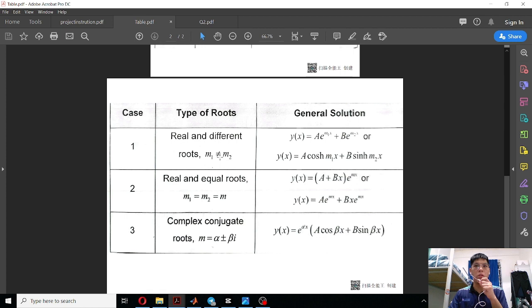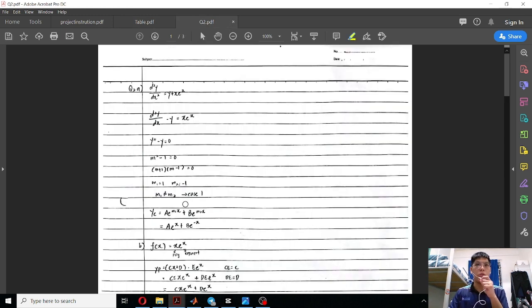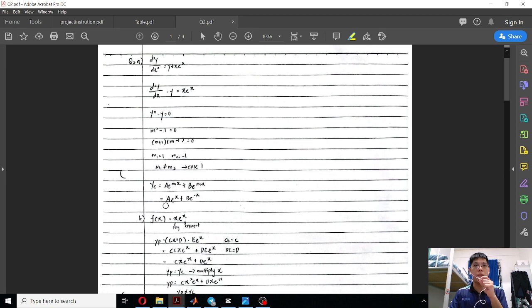M1 not equal to M2, it will be the equation of yc equal to a exponential power of m1x plus b exponential power of m2x. So we just use this equation and substitute the values of m1 and m2 into it, and we get yc equal to a exponential power of x plus b exponential power of negative x. And this is the answer of part A.